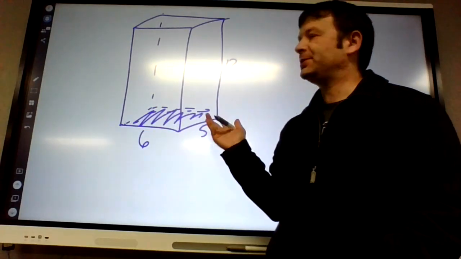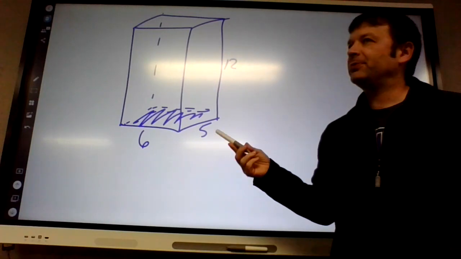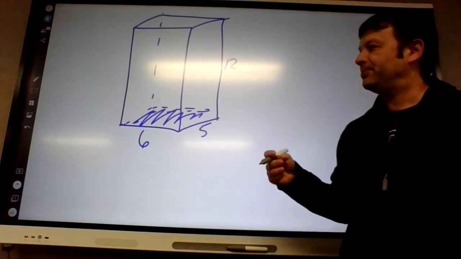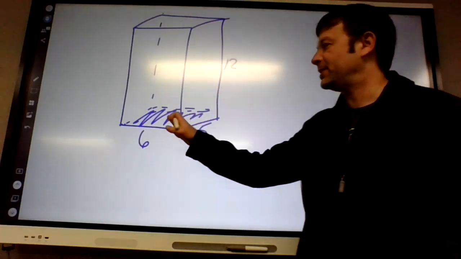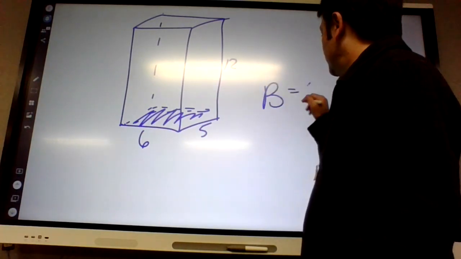6 times 5, because it's just a rectangle, right? So it depends on what the base is, what formula you use. If it's a triangle, you do base times height divided by 2. If it's a rectangle, just 6 times 5. Okay, so that would be the base area.